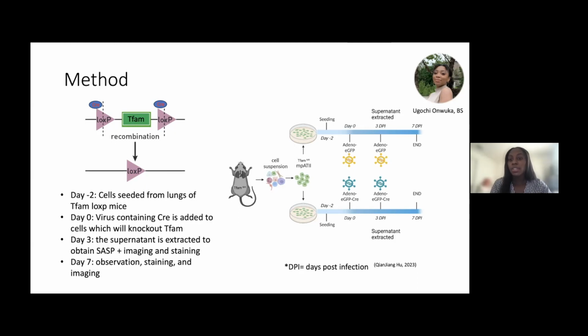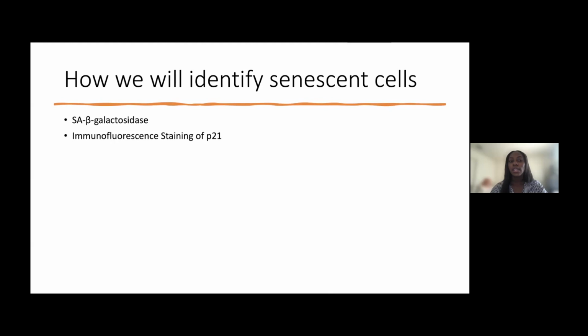And this top line right here, we see that it's adeno EGFP, and that is going to be CRE negative, meaning the CRE does not work, and the TFAM will still be there, so there will still be mitochondrial function. And the bottom, we see that it is CRE positive, so the CRE will get rid of the TFAM. And on days 3 and 7 post-infection, we will collect the supernatant and see if SASP is in the supernatant. So we will identify the senescent cells using SA beta gal staining and immunofluorescence staining of P21.